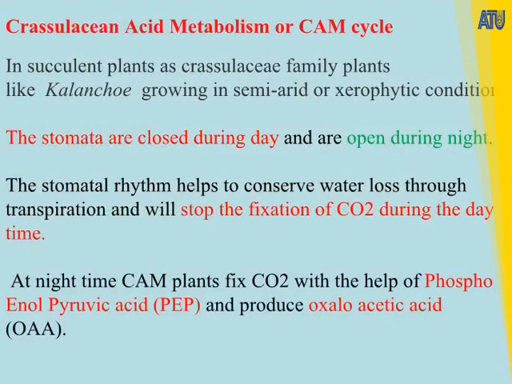Crassulacean acid metabolism or CAM cycle. In succulent plants such as Crassulaceae family plants like Kalanchoe, growing in semi-arid or xerophytic conditions, the stomata are closed during day and are open during night. The stomatal rhythm helps to conserve water loss through transpiration and stops the fixation of CO2 during the daytime.